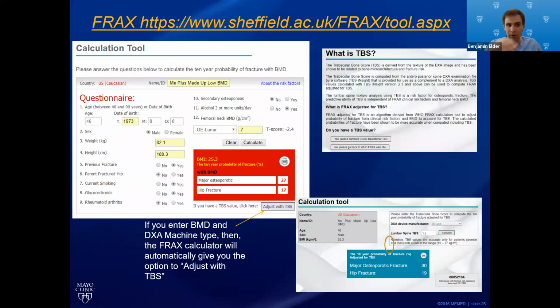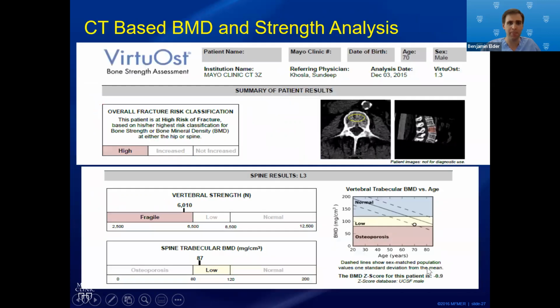So this is really what the questionnaire looks like, and you plug in the age, sex, weight, height, any prior fractures, familial fractured hips and parents, smoking, glucocorticoid use, rheumatoid arthritis, and all the other secondary osteoporosis factors, or elevated alcohol use. And that'll give you a printout like this of major osteoporotic risk of 27% and 10-year hip fracture risk of 17%. And then you can get additional data if you type in the bone mineral density and add in the TBS scoring. And in this case, it went up to 30% and 19%.